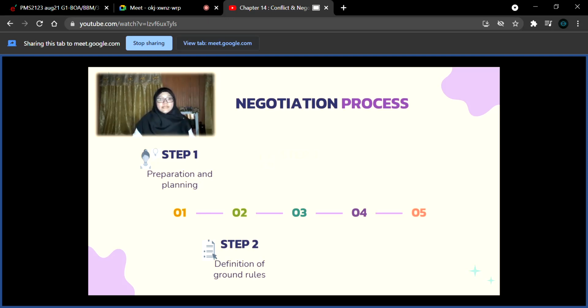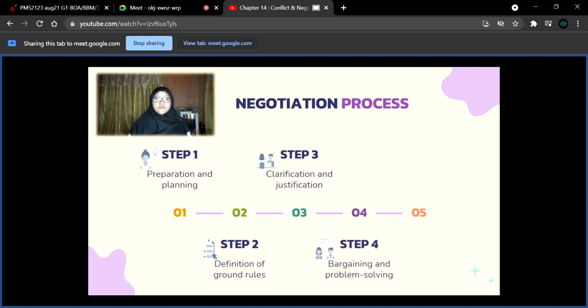Third step is clarification and justification. At this stage, the parties involved start explaining, clarifying, and justifying their demands. This stage is more like an opportunity to inform and educate the other parties on the issue by providing some supporting documents.